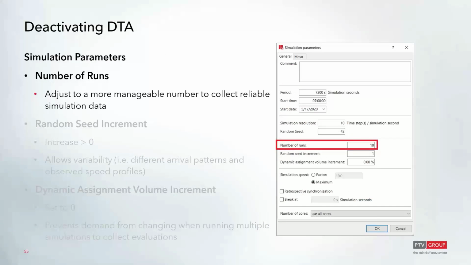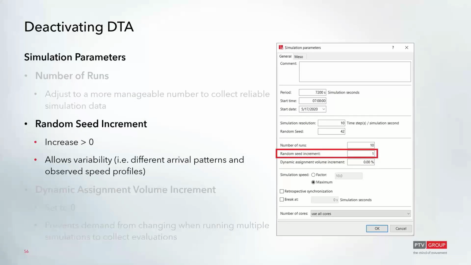And then from here, we'll also need to make a few more changes back within simulation parameters so we can undo some of those settings that we set up at the beginning. In this case, we'll want to reset that number of runs back to a more manageable number, something like maybe 10 seeds if you wanted to just collect those simulation results. We'll also want to increase that random seed increment back to 1 in order to turn that stochastic variability back on. Again, this is going to impact things like the vehicle arrival time pattern, as well as the speed profiles those vehicles are picking up.